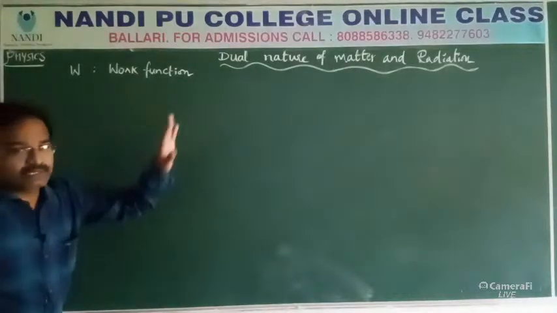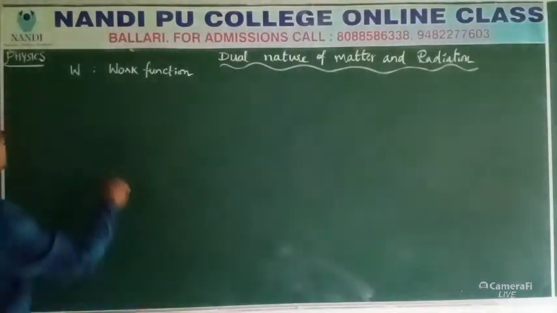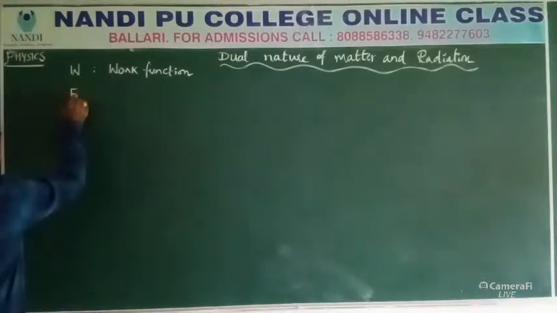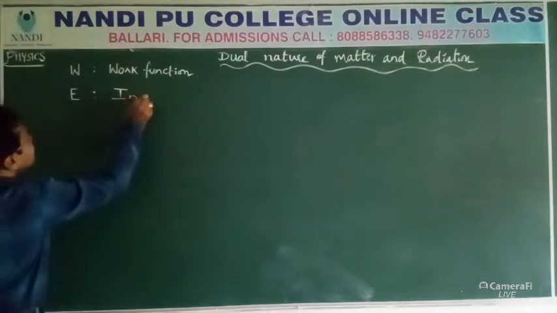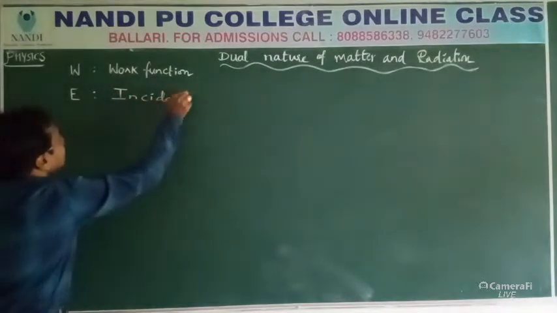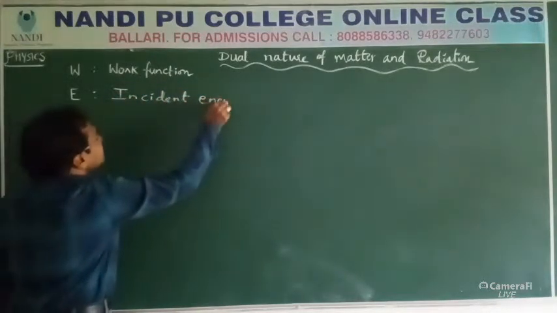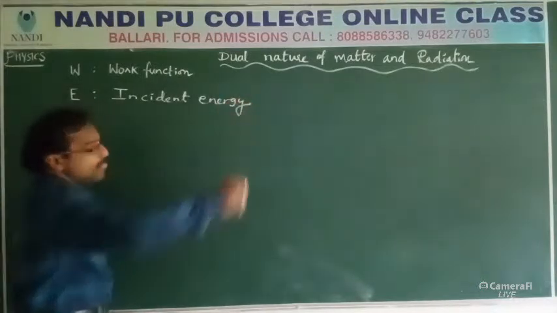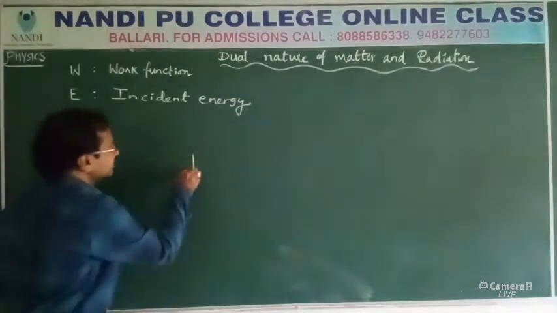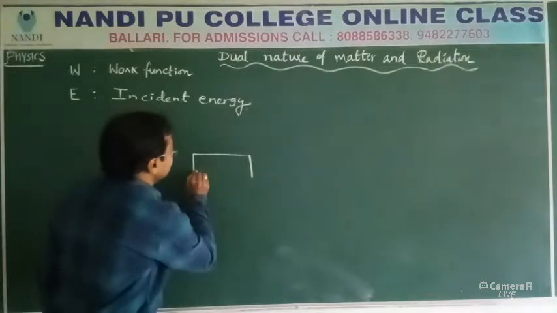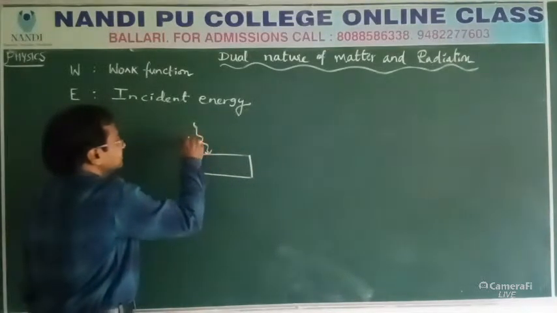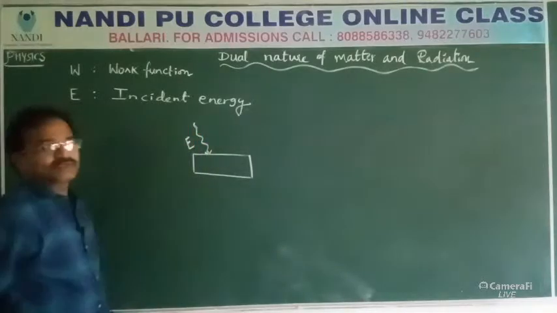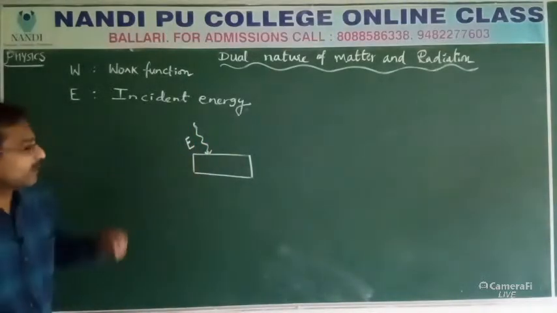So work function, W, is what? Work function. Now I will take E. E is incident energy. Means see here, if this is a metal, this is E. Okay, children, this is E.